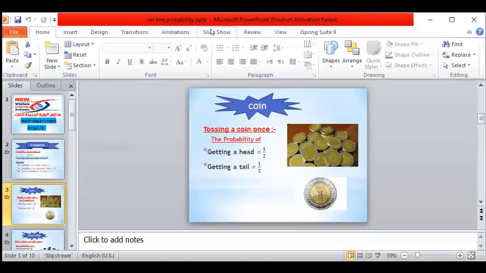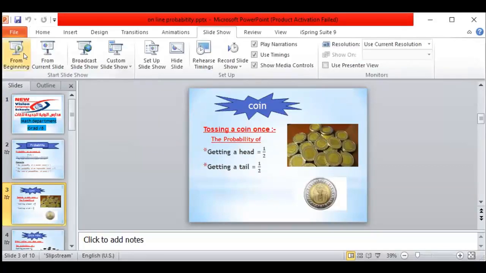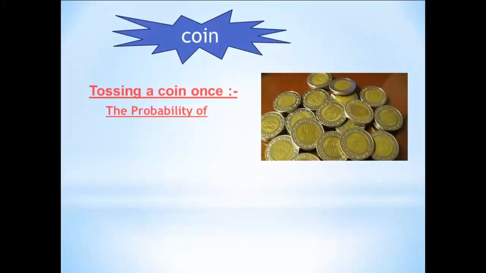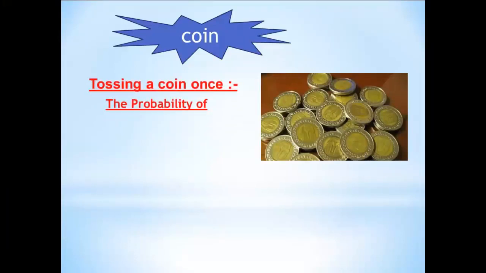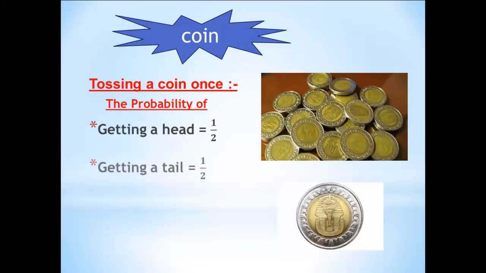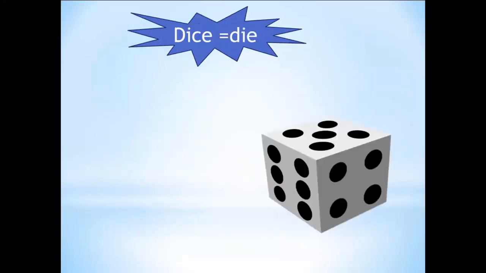Miss, can I answer? Yes. 1 over 2. This is our coin. So when tossing a coin once, the probability of getting a head is 1 over 2, and getting a tail is 1 over 2. Excellent. And we took a dice.